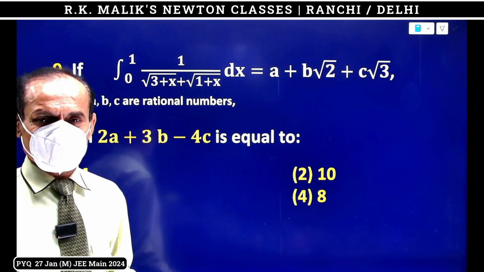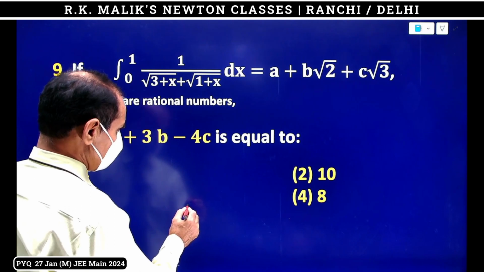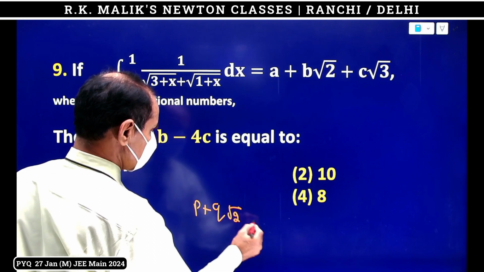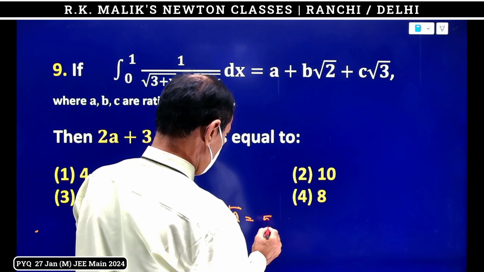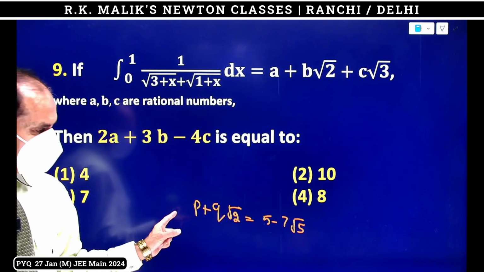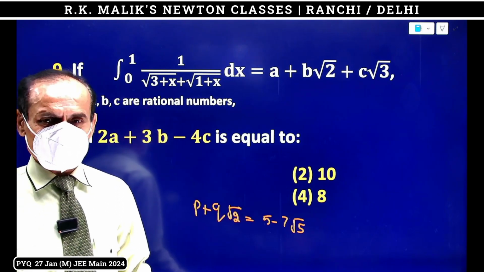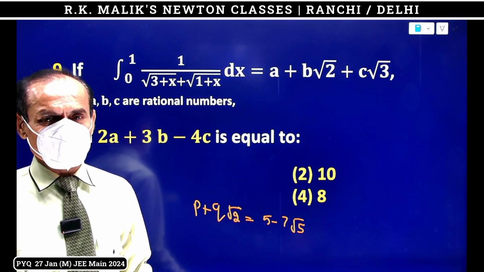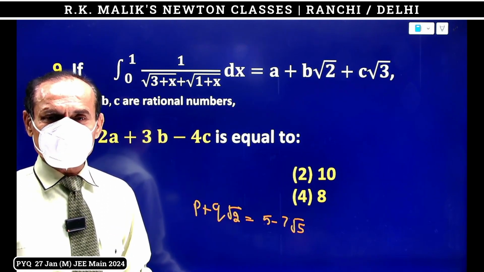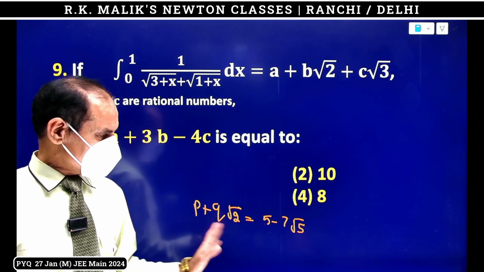इस क्वेश्चन को करने के लिए remember an important concept that if an equation of the type say p plus q root 2 is equal to 5 minus 7 root 2, then I can say that p is equal to 5 and q equal to minus 7. But this conclusion I can draw only if it is given that p and q are rational numbers. लेकिन p और q में से एक को भी यदि irrational values allowed कर दी जाए, then infinite number of values of p and q are possible which can satisfy this.